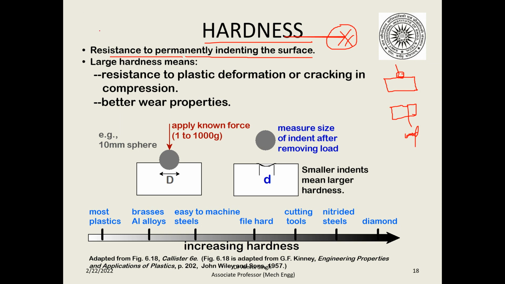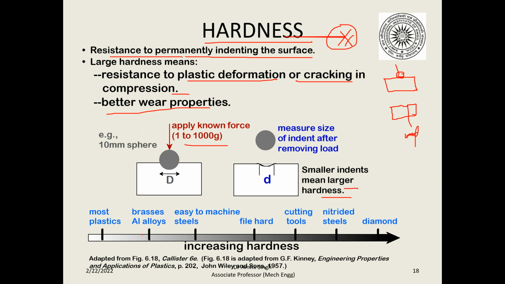So you can see here, larger hardness means the resistance to plastic deformation or cracking in compression, and better wear property. Suppose a 10 millimeter ball is there, and if we apply a load from 1 to 1000 gram, it will make an impression or indentation like this. If you measure the size of the indent after the removal of load, then you can find out the hardness. So this we learn in the hardness test. Smaller indent means larger hardness.